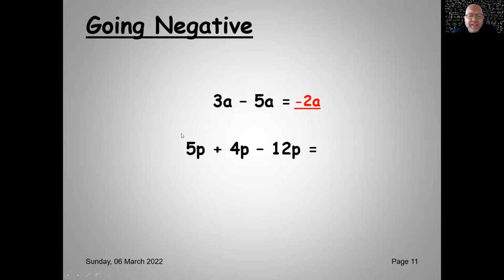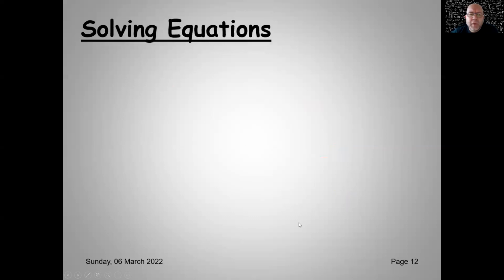5p plus 4p, well, there's 9p. That's a nice easy start. But then we take away 12. Sorry, 5p plus 4p is 9p. Take away 12p is negative 3p. And if we start with a negative, negative 5a plus 2a takes us to negative 3a. And then we take away another 7, we're going to get to negative 10a.